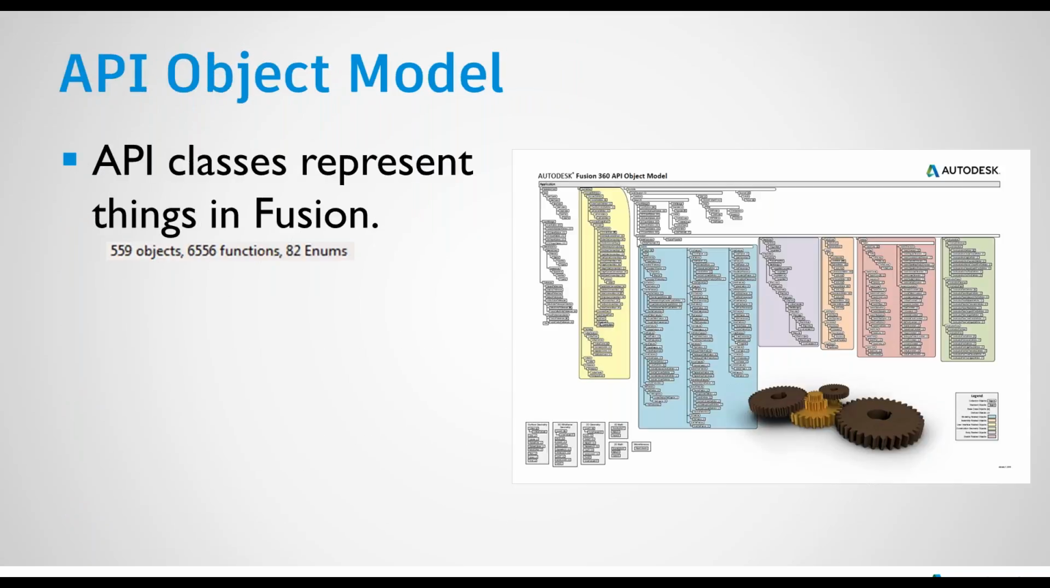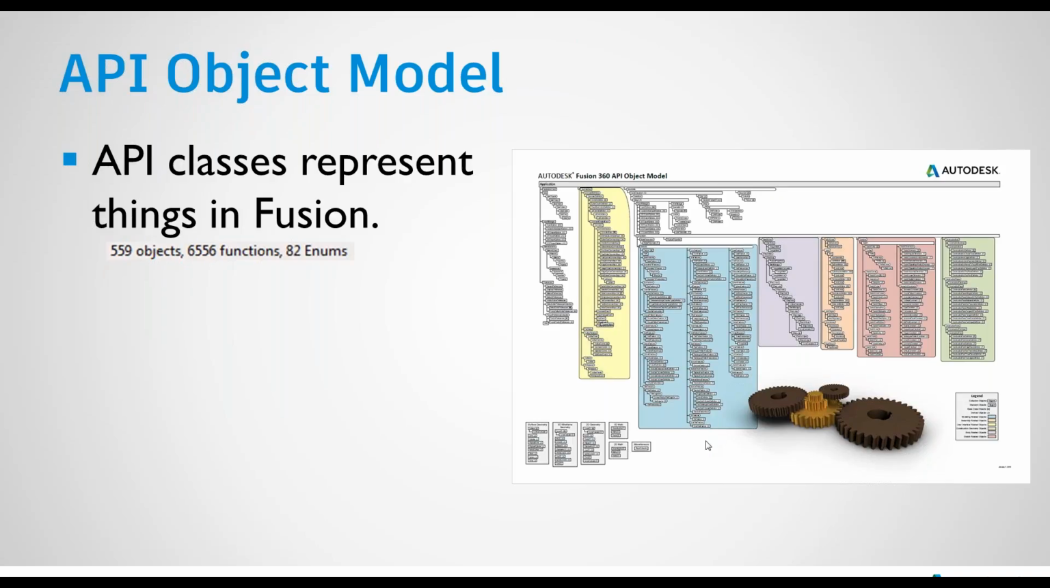So a little more detail about the API, how it works. There's this API object model. So the API is an object-oriented API where there are all these different objects or classes, and in this chart, each one of the little boxes, which you can't see because it's too small, represents a different object.